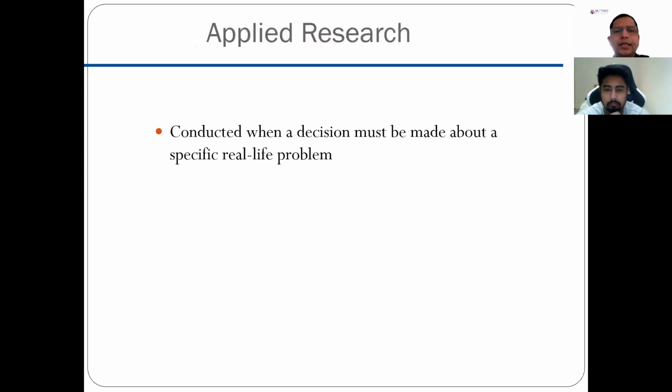The second type of research is applied research. And for your case, you can look into this. The way you have explained your company background information, I feel this will be better for your case. This is normally conducted when a decision must be made about a specific real life problem. So we can find out a real life problem.